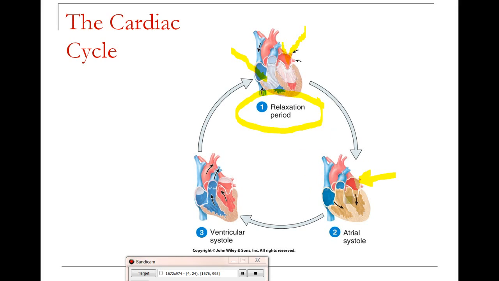After the atria contract, the ventricles are going to get the message to contract. The AV valves close because we don't want the blood to go backwards. The semilunar valves open, the pulmonary one and the aortic one, and then the blood can go out to the body. The ventricles are doing most of the work, all the work getting the blood out. The right ventricle is taking the blood to the lungs. The left ventricle is taking the blood to the body.